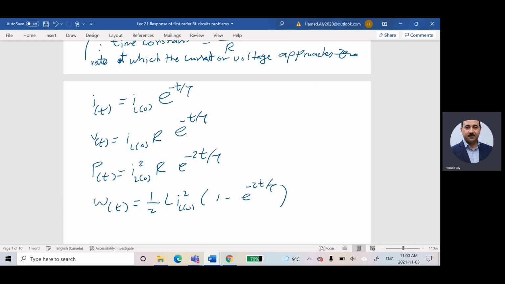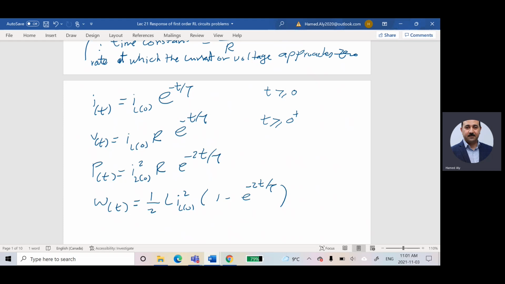And there is no need every time to mention that this one is for t greater than or equal to 0, and this one for t greater than or equal to 0 positive. No need to mention that, and in the same way, I can find p and I can find the energy.